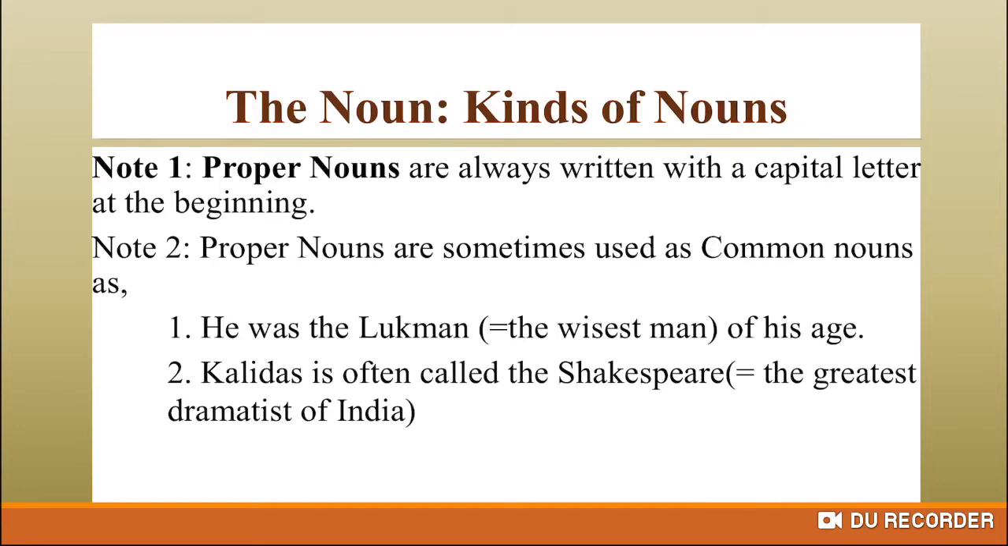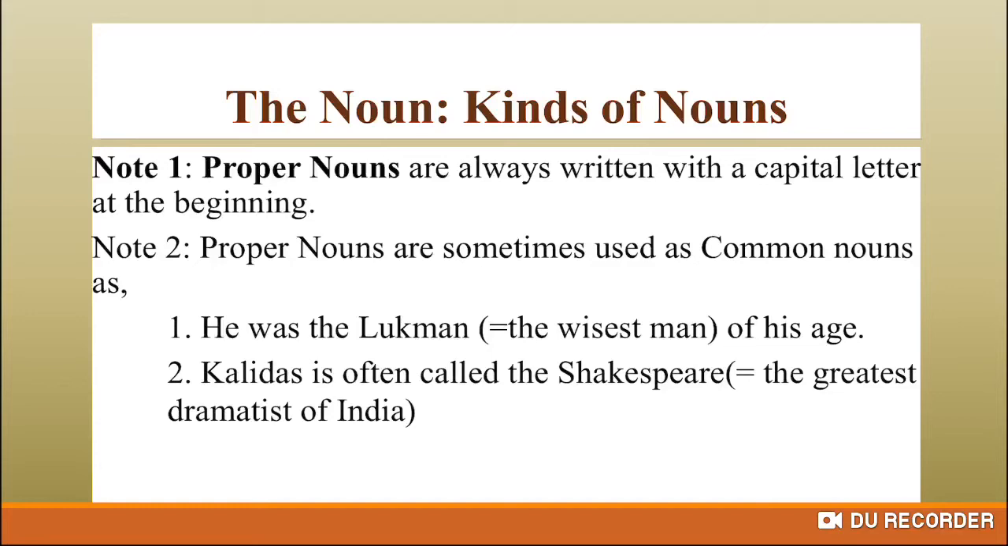Then some proper nouns are also used as common nouns. Look at this example: He was the Luqman of his age. अब यहाँ पे हकीम लुकमान का जिक्र किया हुआ है. हकीम लुकमान was the wisest person, so he was called the wisest man of his age. अब इस wisest man की जगह पे लुकमान का word use हुआ है. Actually this word लुकमान means that he was the wisest man, so लुकमान is used as a common noun here.